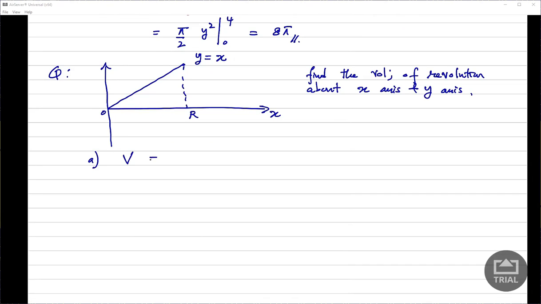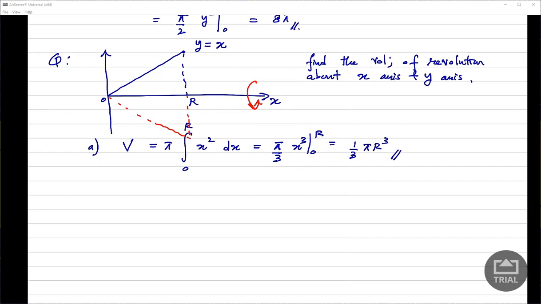First one, it would be pi integral from 0 to r, the function would be x squared dx. So it's going to be pi divided by 3, x cubed from 0 to r. That is 1 divided by 3 pi r cubed. Now we proved it. You remember when you do selective school or other scholarships, you used the equation of the cone, 1 divided by 3 pi r cubed. Because when you do that, you get a cone, right? So when you revolve it, you get a cone.